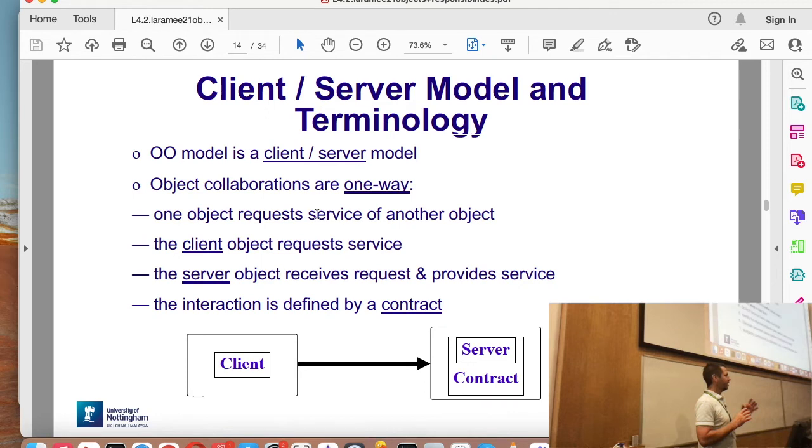Object collaborations are one way. One object requests services of another object. The client object requests the service, the server object receives the request and provides the service, and the interaction is defined by a contract. You can think of a method call. Whenever you call a method, unless that method is within the class that's calling it, it's a client-server relationship.